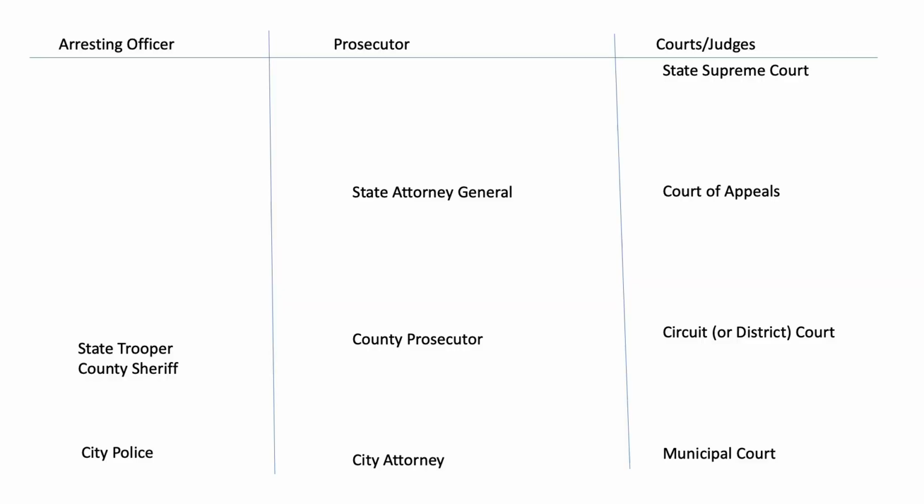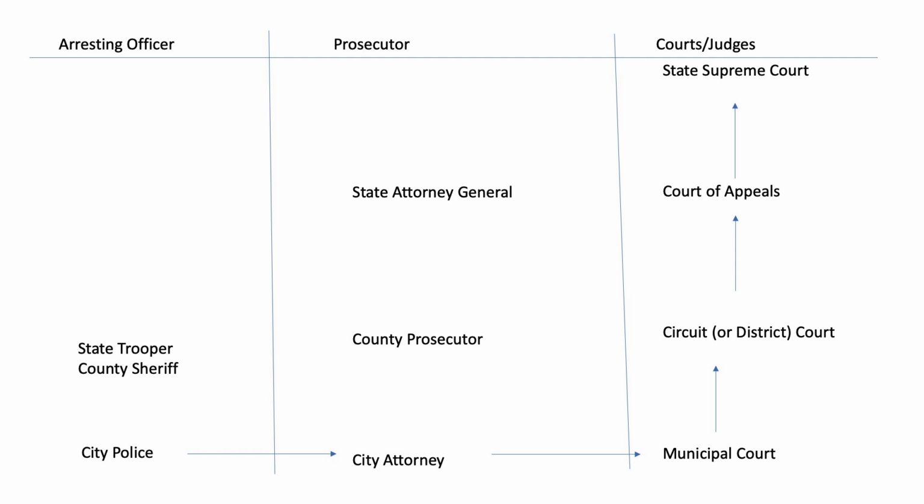Here's an overview of the judicial system in Missouri from the 30,000-foot view. If you look on the left-hand side, and we're going to use the criminal context first, I'll talk about civil in a little bit. You've got arresting officers on the left, you've got the prosecutors in the middle, and you've got the courts that are at issue on the right. So if the city police have a city issue, in other words, a municipal offense, it's tried by the city attorney in the municipal court.